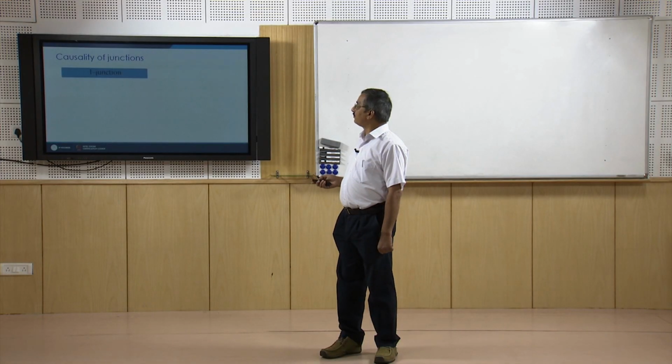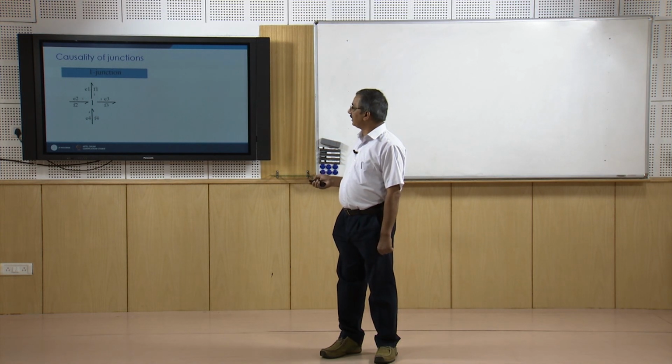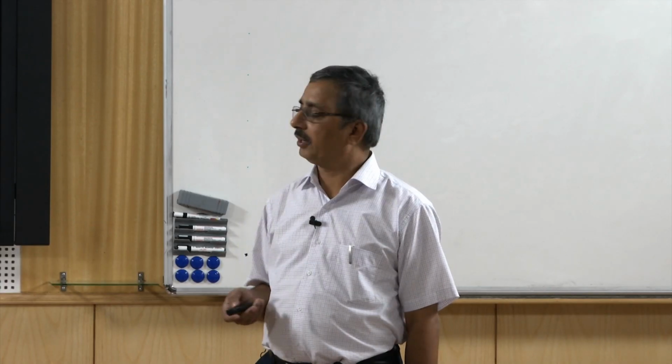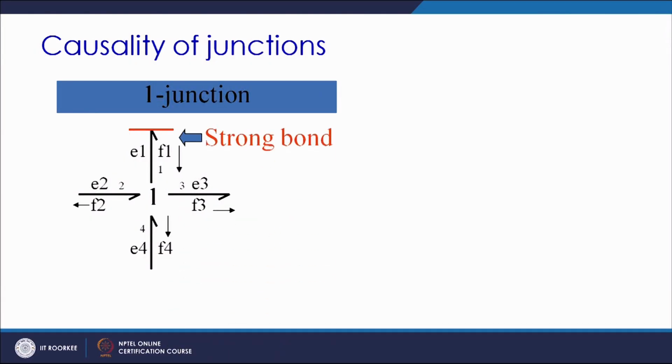Causality of junctions. Now, if I talk about the one junction, a one junction is a constant flow junction. So, the flow has to be decided by any one of the bonds which is part of that junction. The flow information should come from any one of the bonds and the rest of the bonds should have the effort information. This is how the causal structure is going to be. Here this bond will be bringing the flow information and the rest will have the effort information, and the bond which brings in the flow information, we call the strong bond.